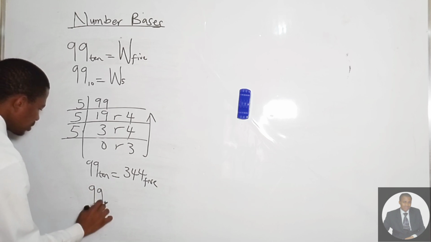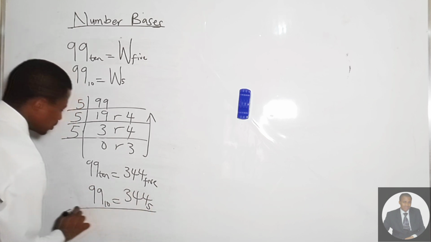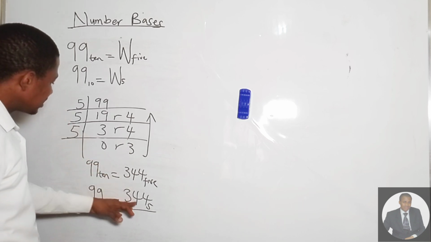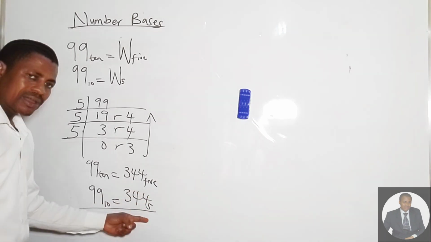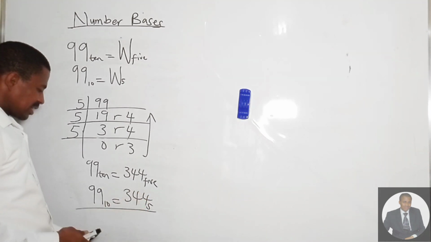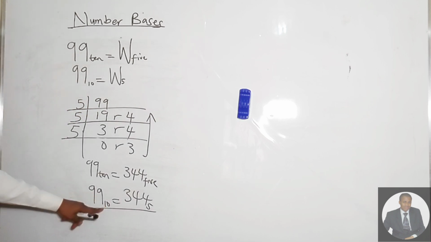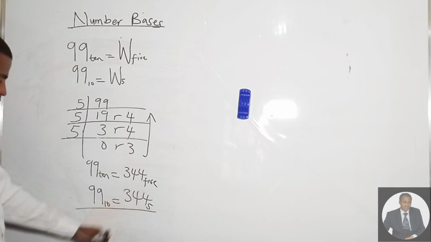99 base 10 equals 344 base 5. This is also to buttress what we were saying, that the individual digits of a number in a particular base are usually less than that base. The highest any digit can be in base 10 is 9. The highest any digit can be in base 5 is 4.